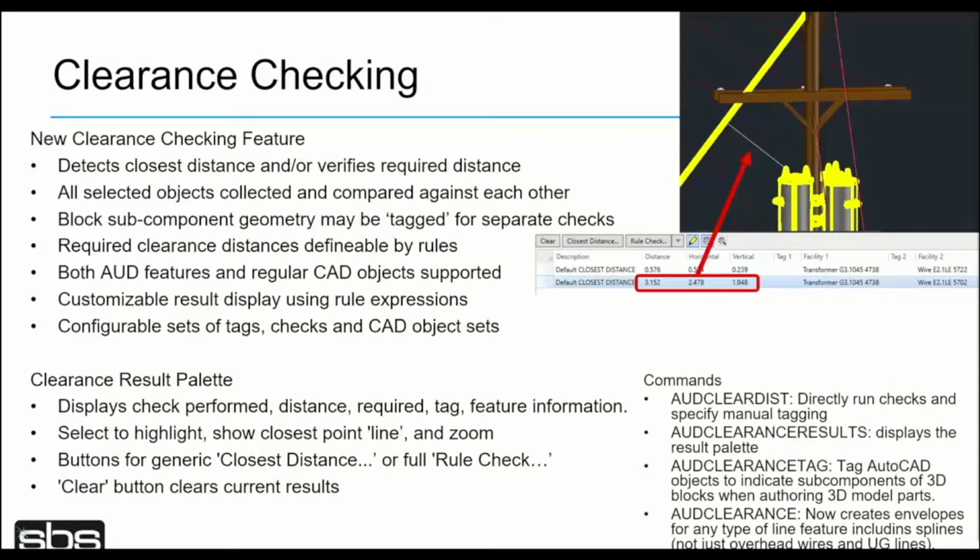And finally, there's a few new commands as well as an enhancement to the existing clearance command. The existing clearance command supports more line types now for creating explicit envelopes for that type of analysis. But the new clearance distance checking functionality has a set of new commands that will display the result palette, run the command directly, or for tagging and authoring that subgeometry.